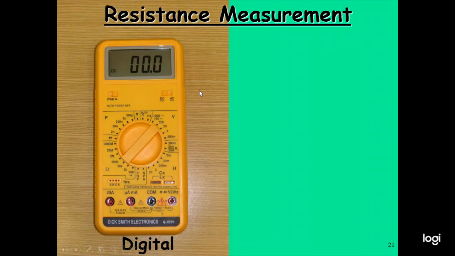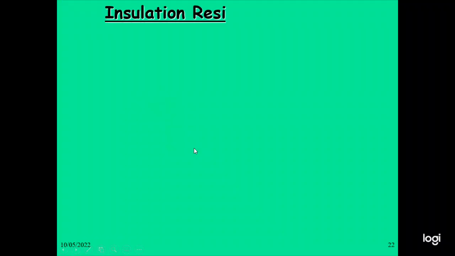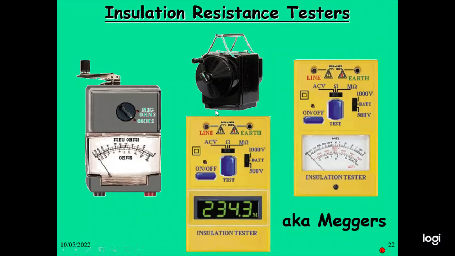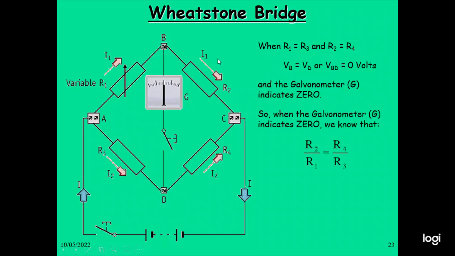So resistance measurement: this is the digital meter, this is the analog meter. For insulation resistance measurement, we use the megger. Which normally we utilize for the measurement of resistance. When R1, R2, R3, R4 are balanced, VB and VD are equal, that will be 0 volt, and galvanometer G indicates 0. So R2 by R1 equals R4 by R3. If R2 is the only unknown, then R2 equals R1 multiplied by R4 divided by R3.